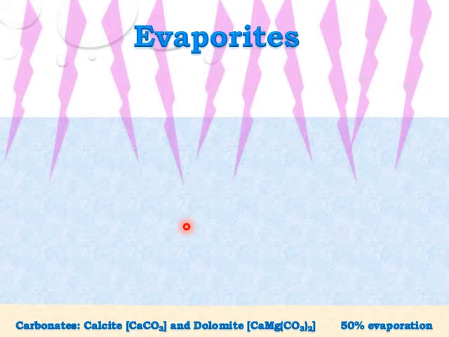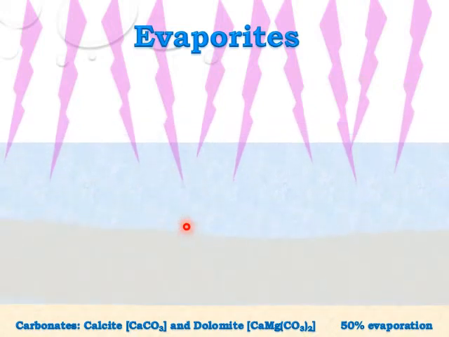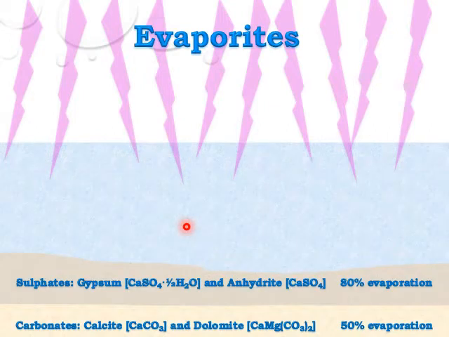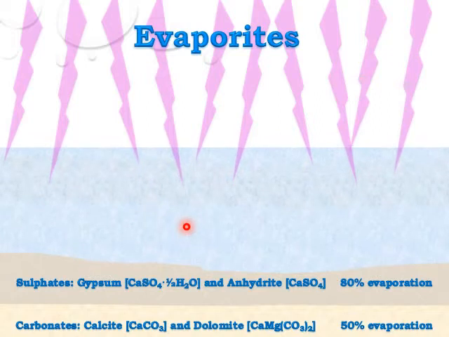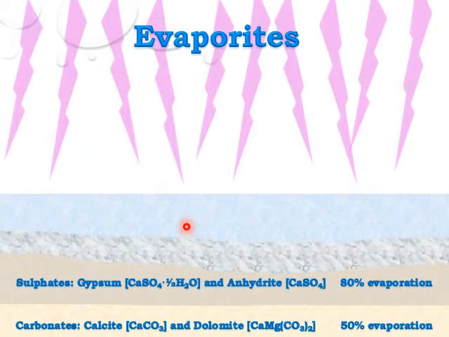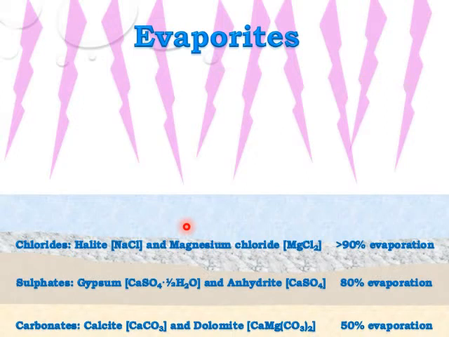The second precipitated mineral is the sulfate. We need 80% evaporation of water for this precipitation, and there we have gypsum, plaster, and anhydrite. And finally, the last one, precipitation due to the chloride salts: sodium chloride, magnesium chloride, etc., need more than 90% evaporation of water to precipitate. And there we have a silt in the bottom of the lake.